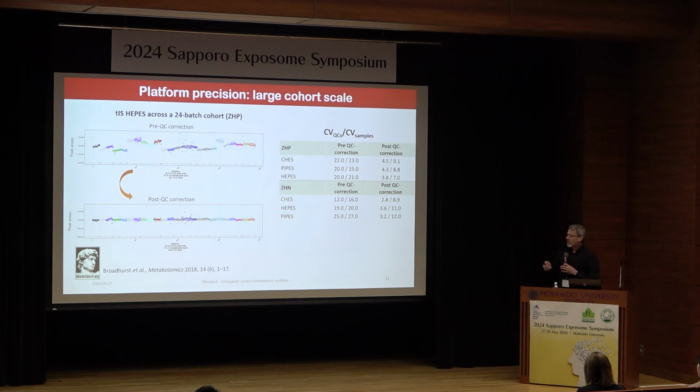We use what I call technical internal standards, shown here, just to monitor signal performance over time. And so this is the RSDs or the CVs of our technical standards. This is pre-QC correction, this is post-QC correction. You can see that we can get our CVs in the QCs less than 5%, and in the samples less than 15%. This is for 24 batches of 96 well plates. You can get these types of CVs. And this is where we want to be if we're able to detect subtle metabolic shifts.